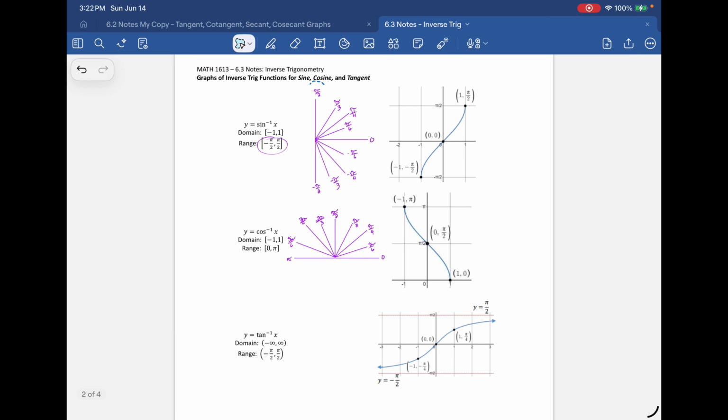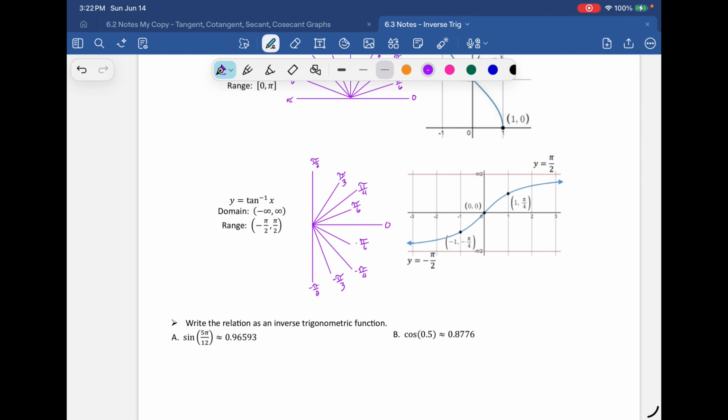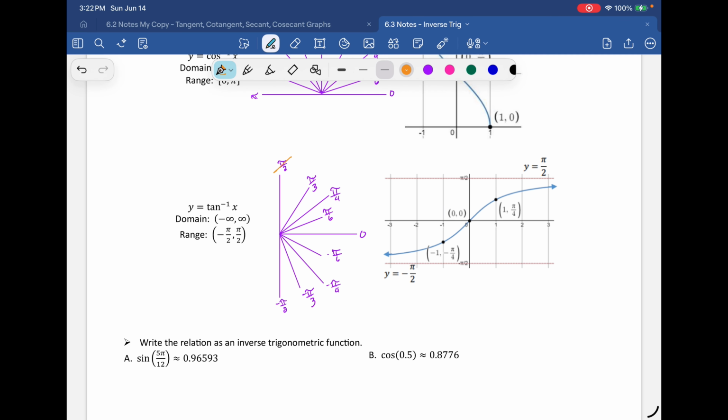So you're going to copy and paste this. Or just redraw it. Because I don't feel like redrawing it. But it excludes pi over 2 and negative pi over 2. So it's everything except for those two.